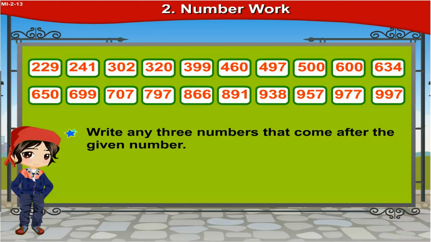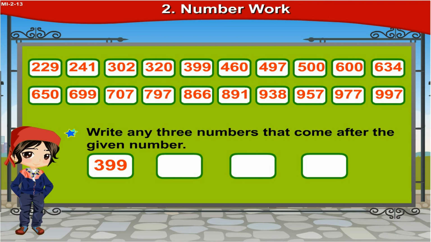Now let us solve the sum over here. 399 box, box, box. Here we need to write a number which is greater than 399. Let's write 500. Now we need to write a number in the next box which is greater than 500. It is 699. Now in the third box we can write 707.